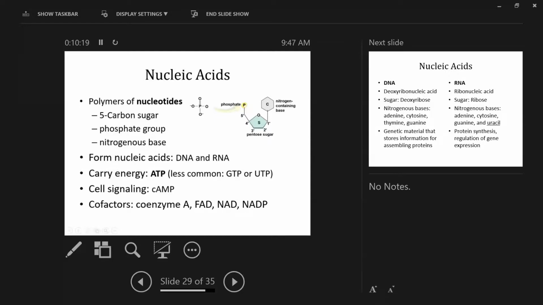Here's an example of a nucleotide. So we have that pentose sugar, 5-carbon sugar, a phosphate group, and then a particular nitrogenous base. In DNA and RNA, the nitrogenous bases differ. You could have 4 different types, but these nucleotides form DNA or RNA. Another example of a nucleic acid is ATP, the energy currency of the cell. We can use nucleic acids for cell signaling in the form of cAMP, or as cofactors, which we'll talk about in Unit 2 as coenzyme A, FAD, NAD, or NADP.